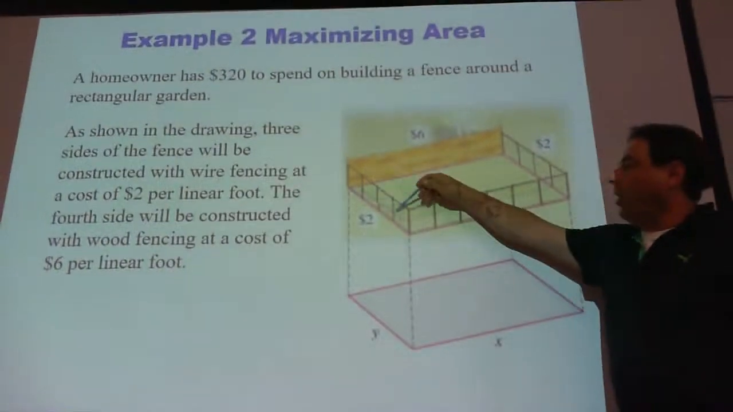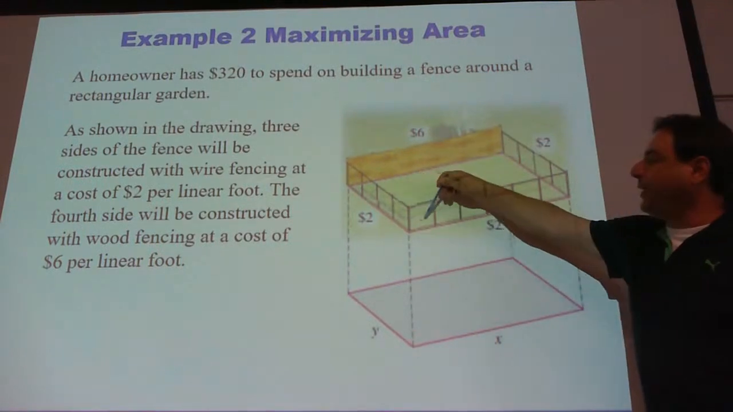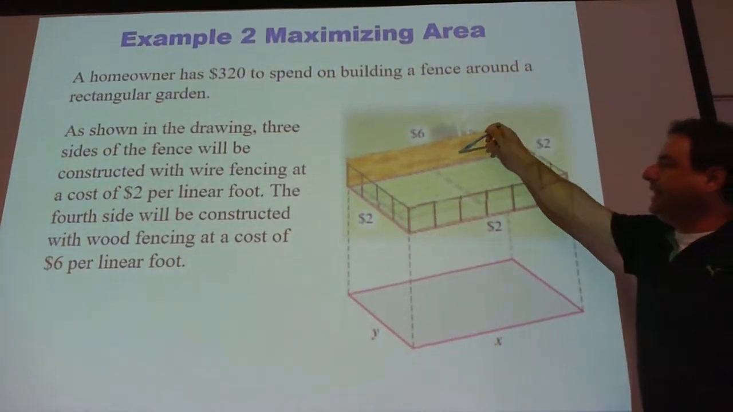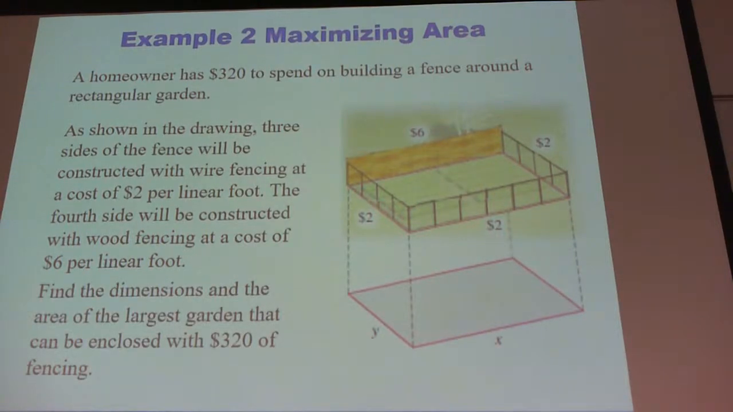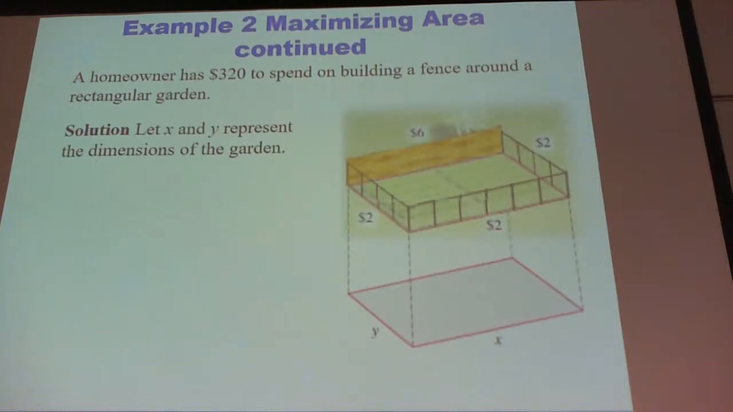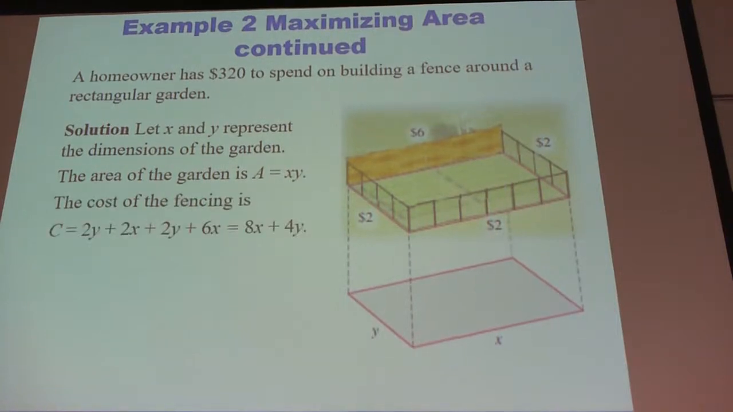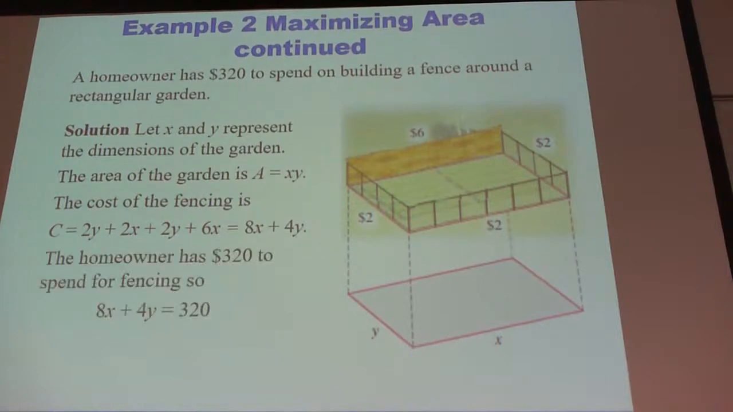Okay? So if we look at the picture, we have 4 walls. These 3 are fence, $2 a foot. This last wall is wood, which is $6 a foot. And we have $320 to spend total. Find the dimensions of the area of the largest garden that can be enclosed with $320. So first of all, we have two things going on: area and money. Let's break this down and get our two equations. Once we have our two equations, then we can work on solving.